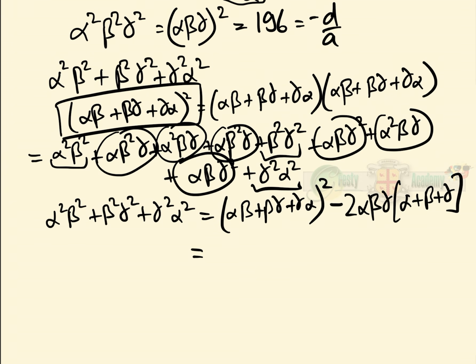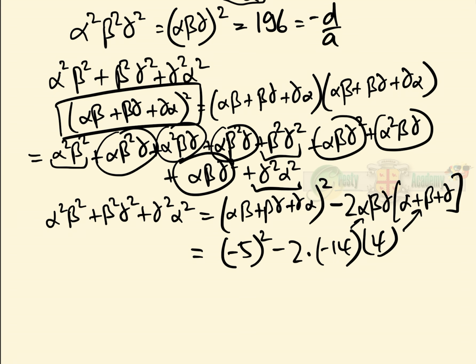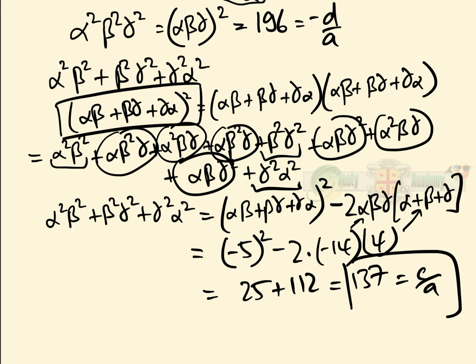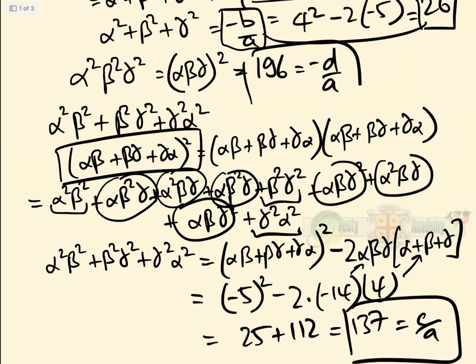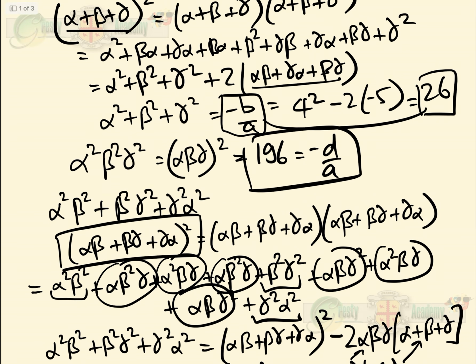So finally that equals minus 5 squared minus 2 times minus 14 times 4, that's that one and that's that one, which equals 25 add 112, which is 137, and that is C over A. So finally we have C over A, we have D over A, and we have minus B over A.